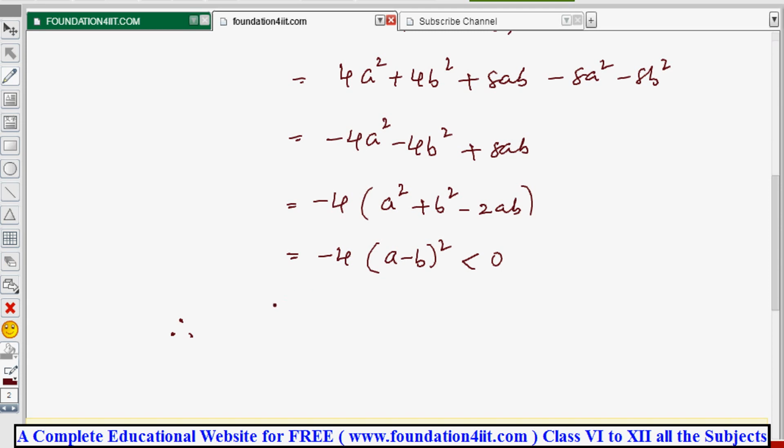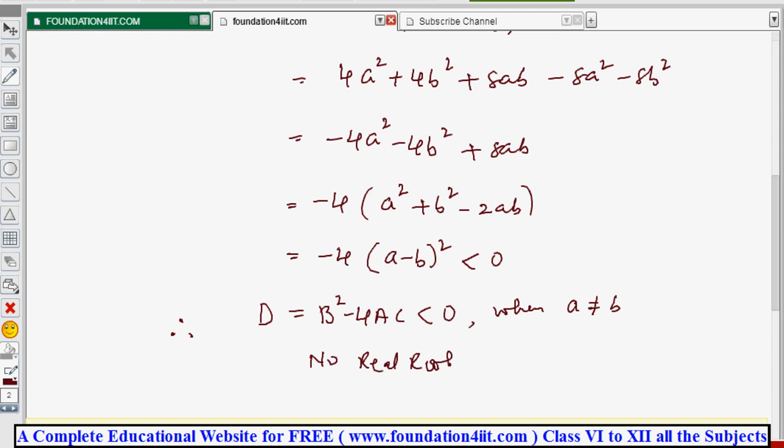Now according to this, we can conclude that the discriminant, that is B² − 4AC, we got less than 0. Then when a is not equal to b, which is the given condition already. If a is equal to b, then this is 0, everything will be 0, right? Therefore it has no real roots. We can conclude that there are no real roots for this. So we only proved that the discriminant is less than 0.